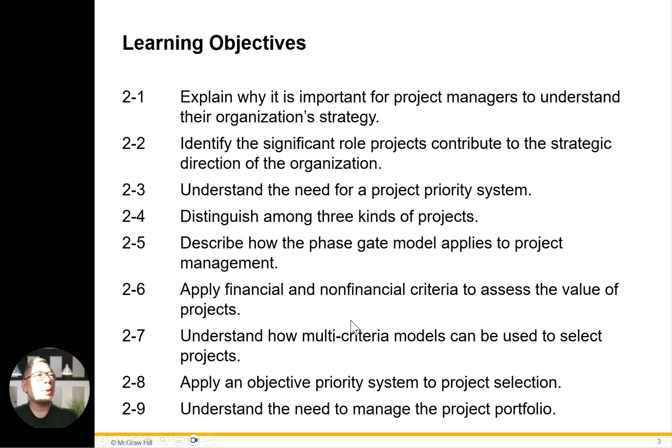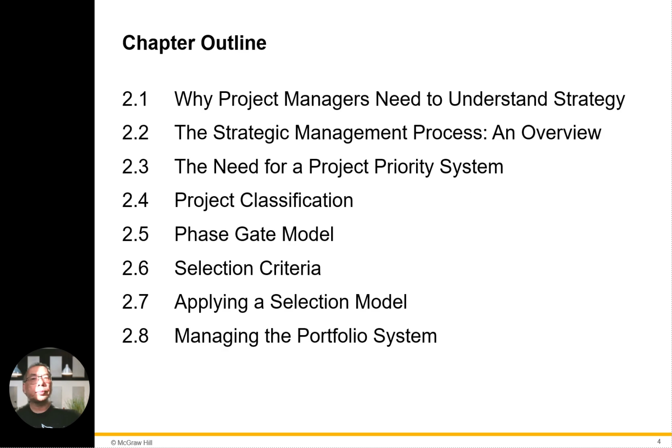Number six, apply non-financial criteria to assess the value of a project. Number seven, understand how multiple criteria models can be used to select projects. Number eight, apply an objective priority system to project selection. Number nine, understand the need to manage a project portfolio. These are the chapter outline, from why a project manager needs to understand strategy all the way to managing a portfolio system. So we will discuss this in detail.